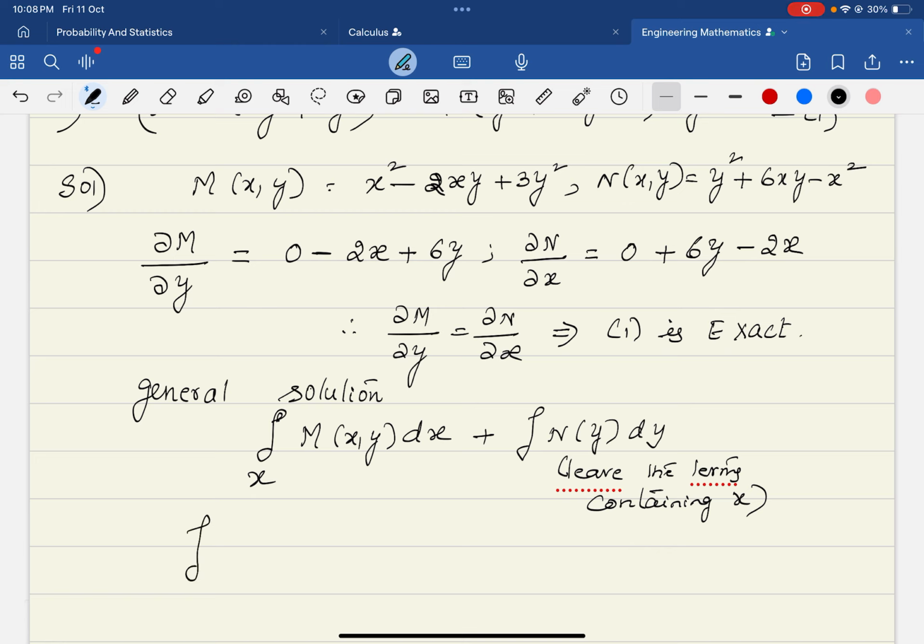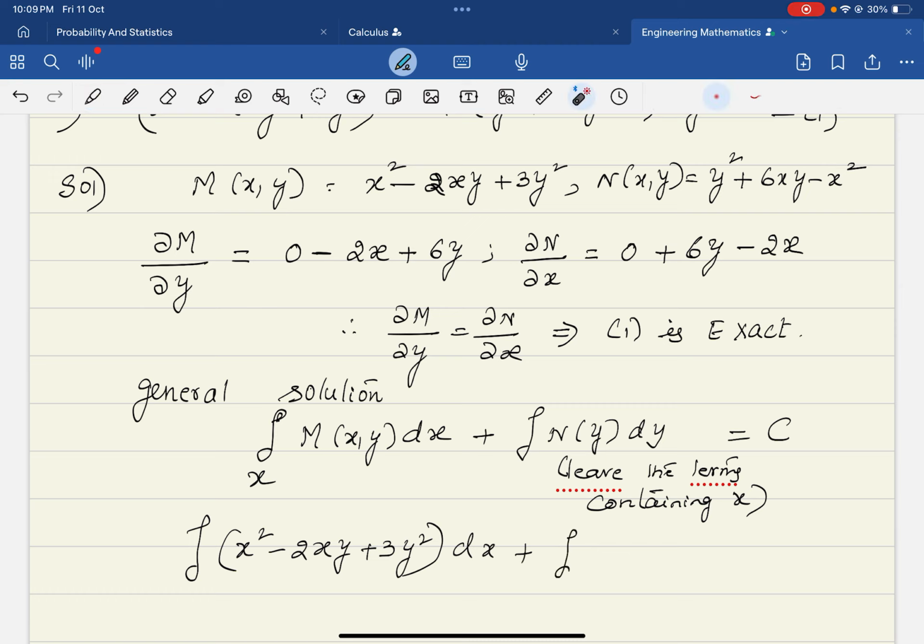That is integral of M dx plus integral of those terms of N not containing x, is equal to c. Okay, (x square minus 2xy plus 3y square) dx plus N of y. Here you observe the term y square has no x in it. There is x in this term, and there is x in this term. So we have to leave these two terms. We are considering only this term which consists of y square. Clear? So what we do now? It is just y square dy is equal to c.